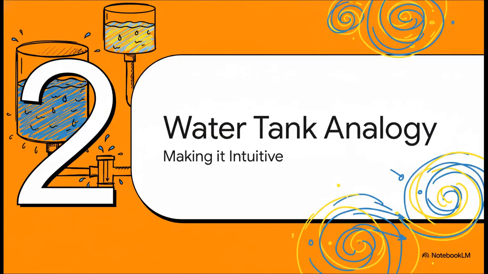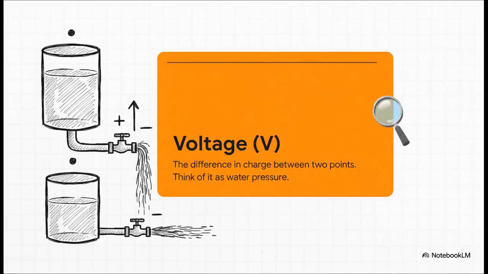Okay, so since we can't actually see electrons flowing, these concepts can feel a little out there. So to make them super intuitive and easy to grasp, we're going to use a really simple but honestly brilliant analogy, a water tank system. So first up, we have voltage. The easiest way to think about voltage is as water pressure. It's all that potential energy just stored up and ready to burst out. The more water you've got piled up in that tank, the more pressure you're going to have pushing out of the hose. In an electrical circuit, this pressure is the difference in charge between 2 points, and it's what gives those electrons the push they need to get moving.